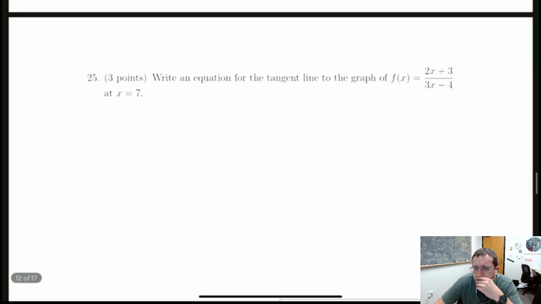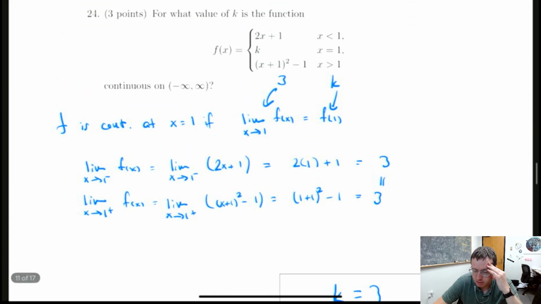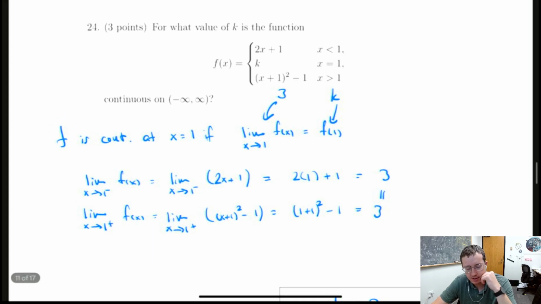Sorry. For problem 1, would I be able to solve by setting them both equal to each other? That's a great question. And you're thinking that because there are problems that look similar where you have to set the left and the right limit equal to each other.